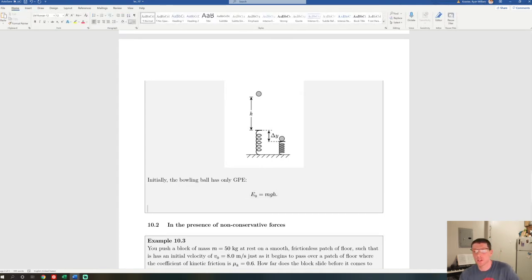And then notice here, what I've done is decide where I want my y equals 0 to be for purposes of calculating gravitational potential energy. This is an example of where we can make the equilibrium position of the spring line up with our y equals 0. So this is a fairly nice example. And this dotted line here is what I'm calling my y equals 0.